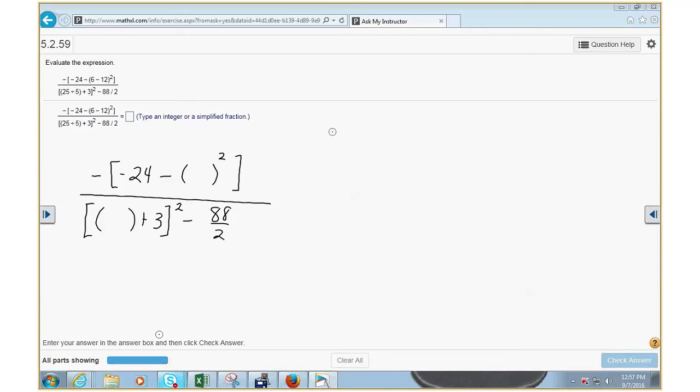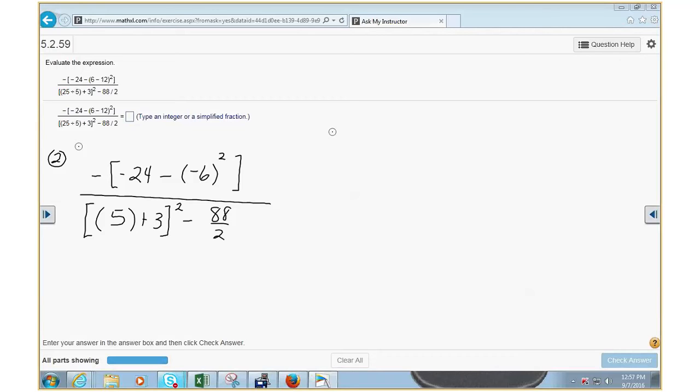Now, what's in this, 6 minus 12? What's that? You have $6, you owe 12. You owe 6. What's 25 divided by 5? Okay, that's our second step. This is step 2. Step 1 is write down the problem, I guess. Step 2 is do what's inside the parentheses.